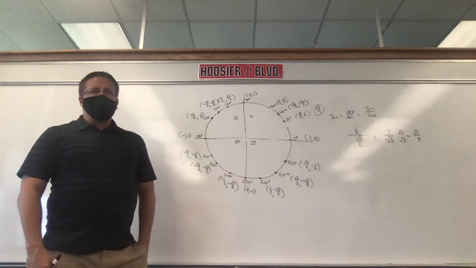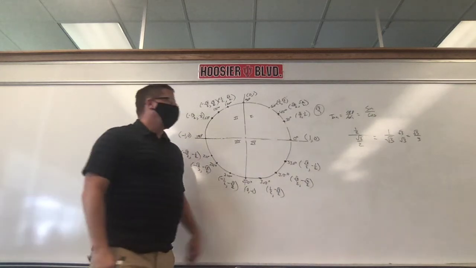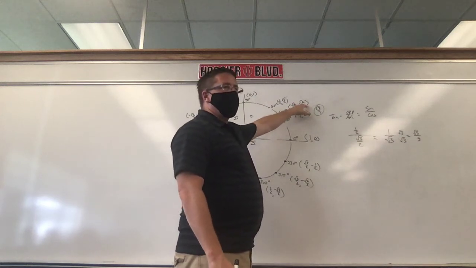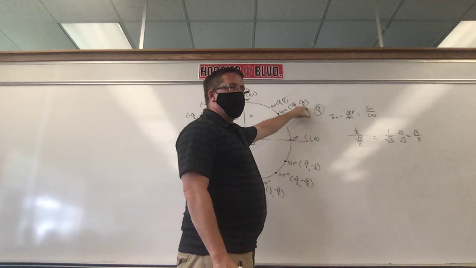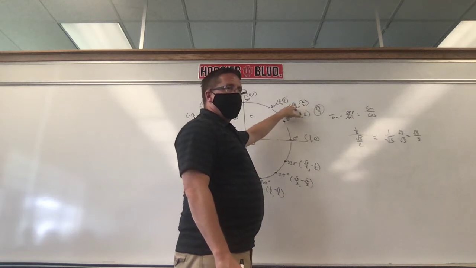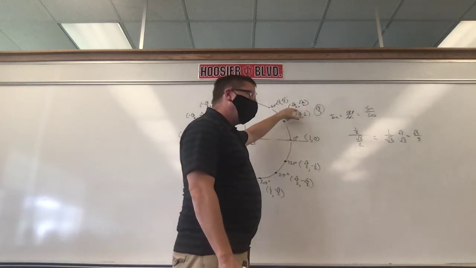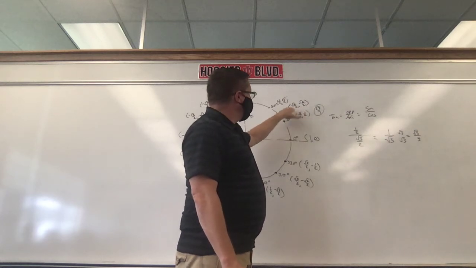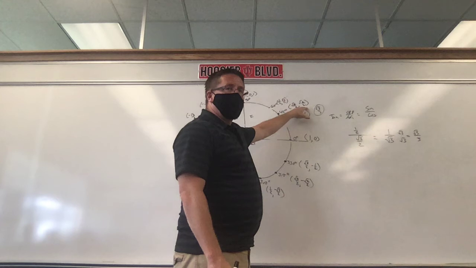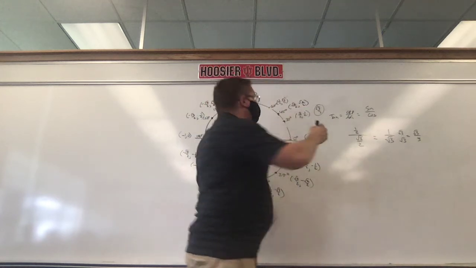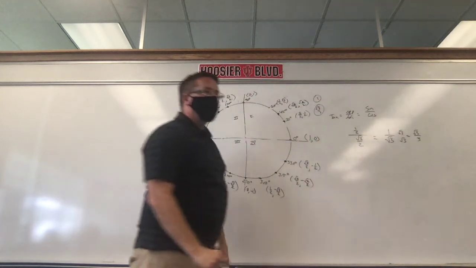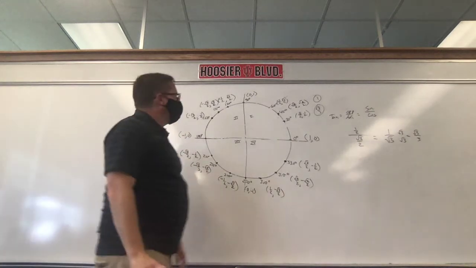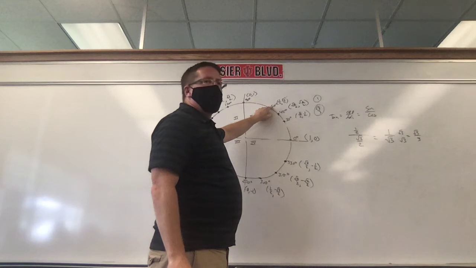Let's work our way around. Tangent's not going to take long at all. What's the tangent at 45? You should be able to do this one in your head. What's sine over cosine? What's radical 2 over 2 over radical 2 over 2? 1. Why? What happens when you divide something by itself? What's 1? The tangent of what? 45.